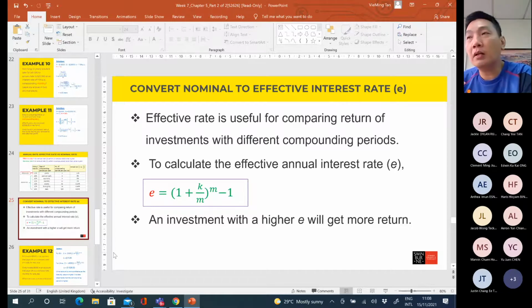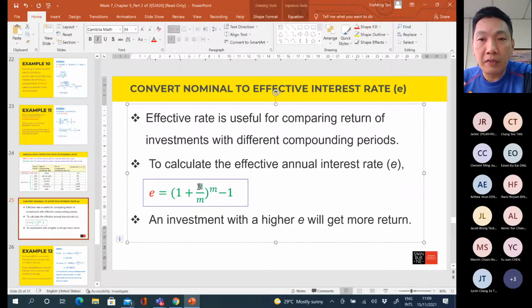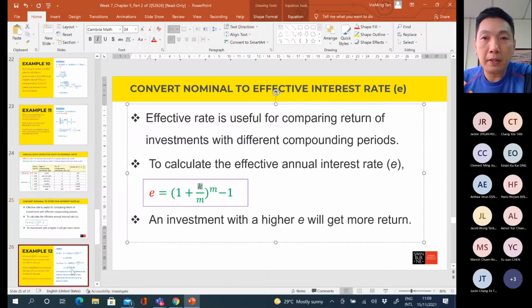Okay, so what is the formula to calculate the effective rate by converting from the nominal rate? This is the formula. We can convert all nominal rates into effective rates by using this formula. K refers to the annual rate, divided by M, power M, then minus 1. So let us try one example here.